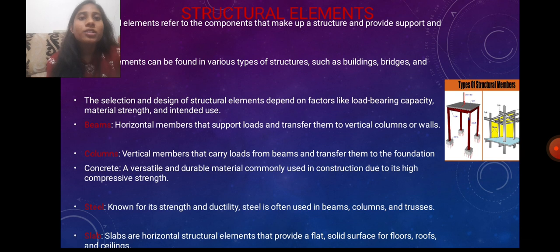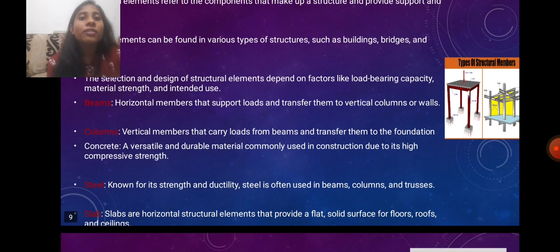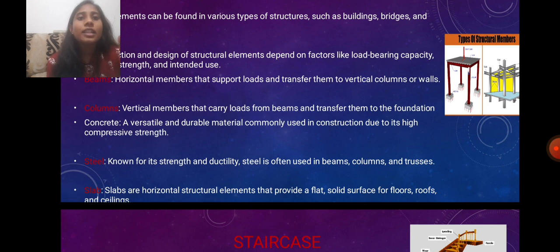Beam. A beam is a horizontal member that supports loads and transfers them to columns and walls. Columns. Columns are vertical members that carry load from beams and transfer it to the foundation. Concrete. Concrete is a durable material commonly used for construction due to its high compressive strength. Next comes steel. Steel is known for its strength and durability. Steel is often used in beams, columns and trusses for support and long duration.